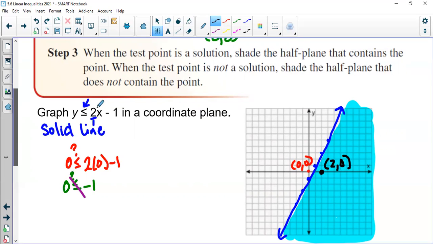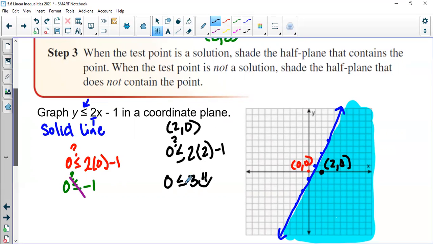So if I test 2, 0, we would have 0 is less than or equal to 2 times 2 minus 1. And 0 is indeed less than or equal to 4 minus 1, which is 3. So this is a true statement. 0 is less than or equal to 3. So again, we shade through what makes it true. 0, 0 didn't make it true, so I didn't shade through it. 2, 0 made it true, so notice this is on the side of my line that is shaded.